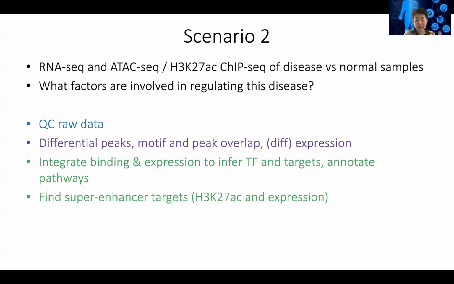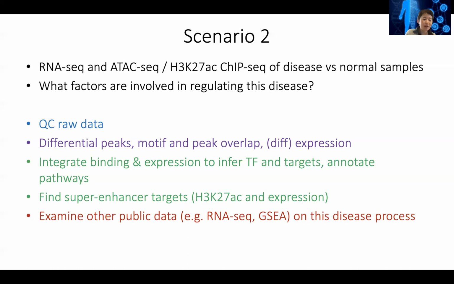What are the upregulated genes in the disease compared to the normal? And you can see, potentially, if a gene is upregulated and it has a super high K27 acetylation in the disease, those genes might be super important. And you can see whether that pinpoints to the TF you are interested in.